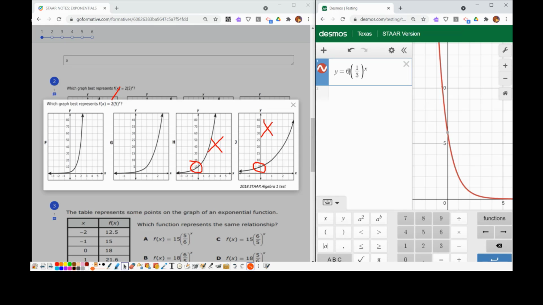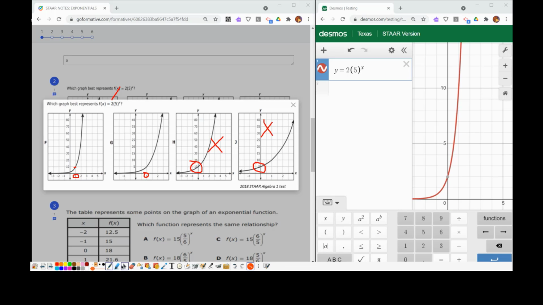So what I can do is change this to a 2, and I'll change this to a 5. And right there, I can see that the graph looks like that. Now, one thing that I like to do is look at the value of 1. And if you notice right there, at the value of 1, the graph has a height of 10. Here, at the value of 1, it has a height of 5.